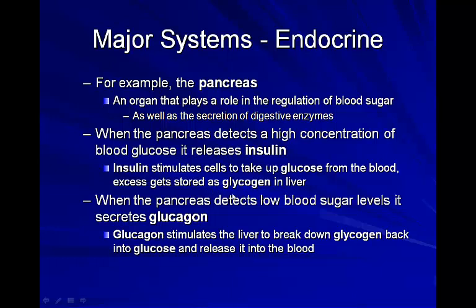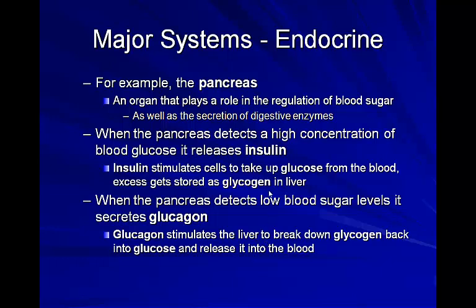So throughout the day, let's say you go 2, 3, 4, 5, 6 hours and you haven't consumed anything. Well, over time, as those sugars are getting consumed, your blood sugar will start to drop lower, and the pancreas will sense that. And then it will secrete a hormone called glucagon. Glucagon will stimulate the liver to break down the glycogen back into glucose and release it into the blood.